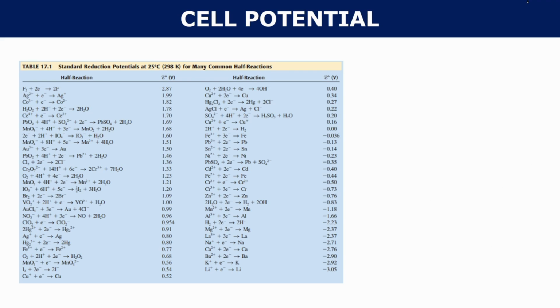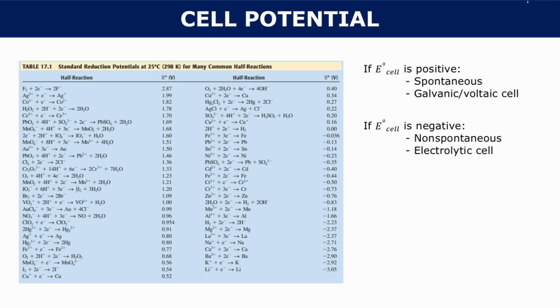Well, first of all, we have a big graph of a bunch of half reactions and their cell potential values that you can use for determining the cell potential of a certain galvanic cell. But essentially, if your E cell, the cell potential of your cell, is positive, then that reaction is going to be spontaneous, and you have a galvanic slash voltaic cell. On the other hand, if your E cell is negative, then you have a non-spontaneous reaction happening in an electrolytic cell.